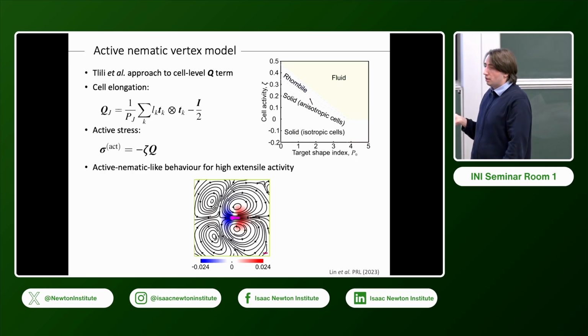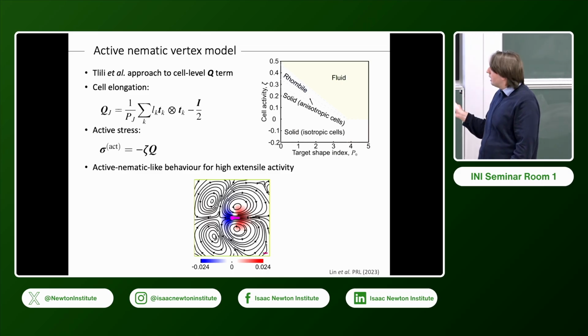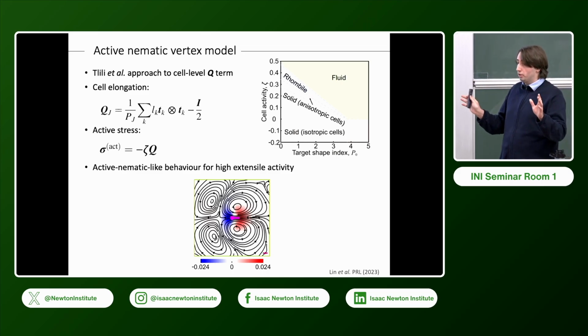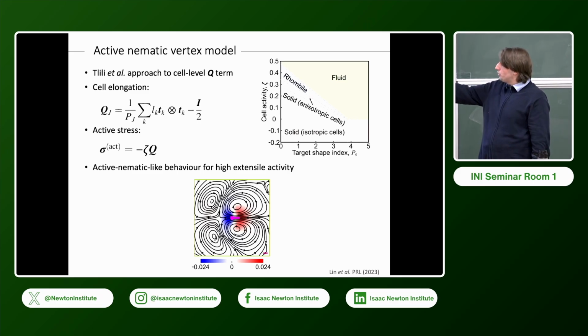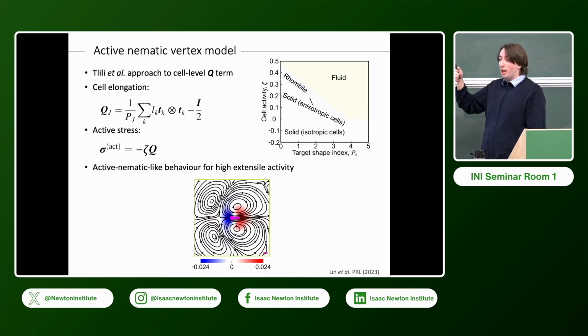Does the only place that the Q enters is in the active stress? Does it not enter anywhere else? Yes. Nowhere else. It's just the standard vertex model, so area and perimeter elasticity on the cells, and then you put in active stress, which is the usual equation. It's per cell, and then by the scheme on the previous slide, you translate it into vertex forces. And it looks approximately like an active nematic for high enough extensile activities.